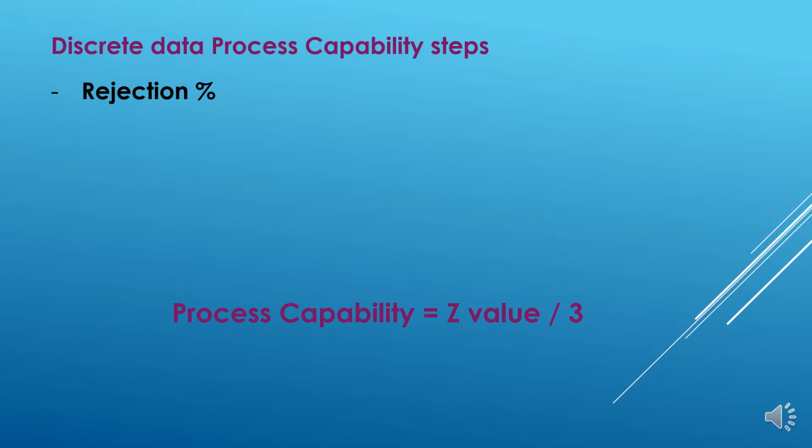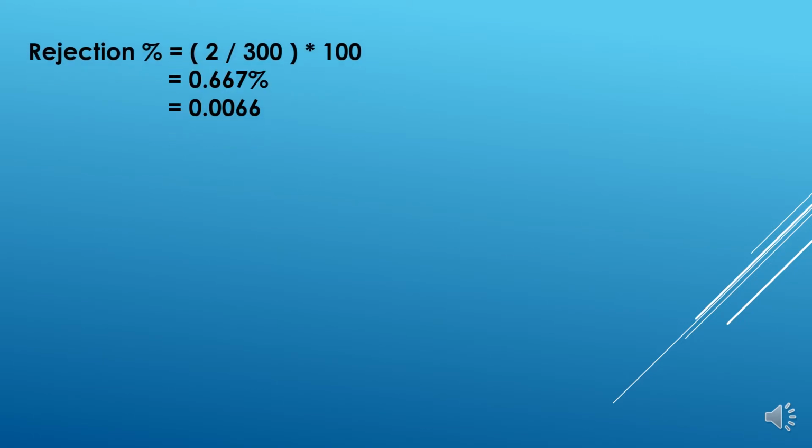So this is the rejection percentage. If you want to calculate for any other purpose, like productivity or yield, then you can consider the yield percent or productivity percent, and take the respective Z value from the Z table. Once we get the Z value, we can calculate process capability by the given formula, Z value divided by 3. Now we will calculate for our example. Rejection percentage is 2 divided by 300, so 0.0066. We need to calculate the Z value for 0.0066.